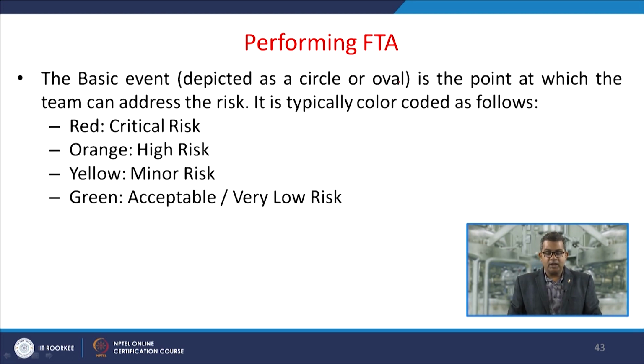Now the basic event is usually depicted as a circle or oval. The basic event is the point at which the team can address the risk. Typically they are color coded: usually red, that is the critical risk; orange, that is the high risk; yellow, you may have a minor risk; and green, that is acceptable or a very low risk.